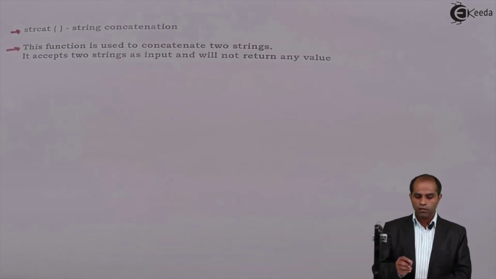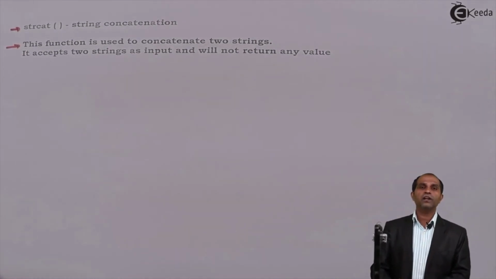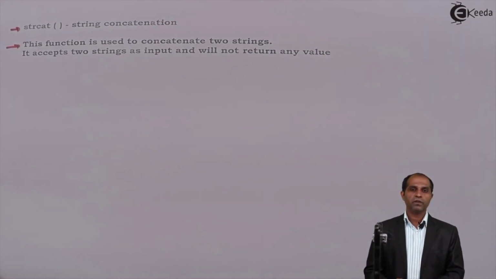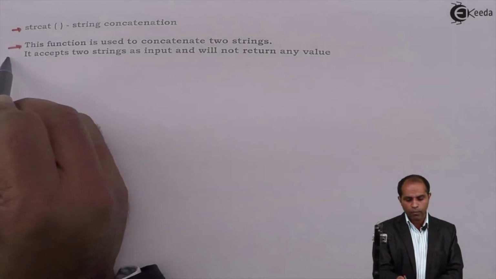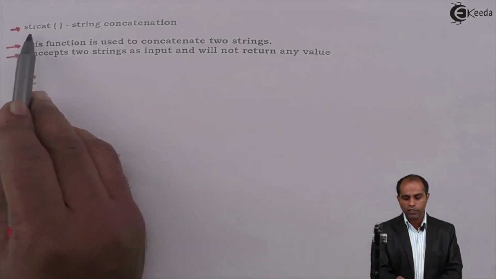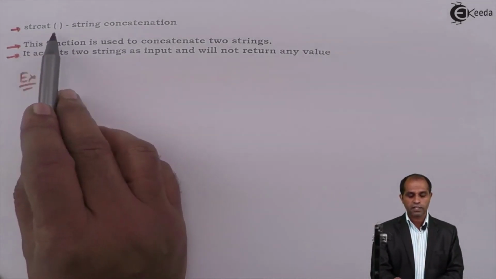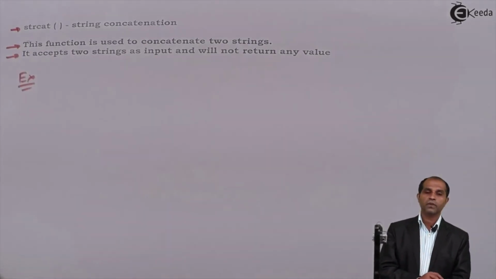So let's discuss the third function, that is strcat. strcat stands for string concatenation. As usual, we are supposed to put a 3-point description and then an example to illustrate this particular description. First point is the word description. The word description is what? String concatenation, strcat, and then a sentence description.